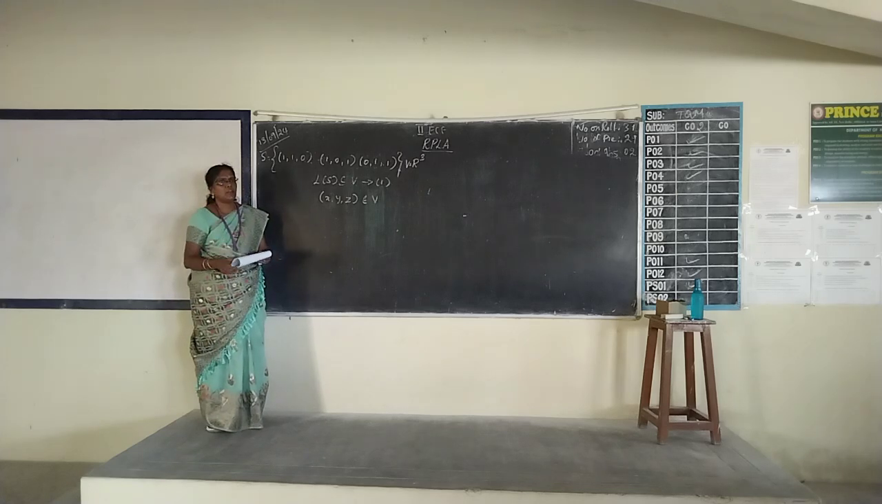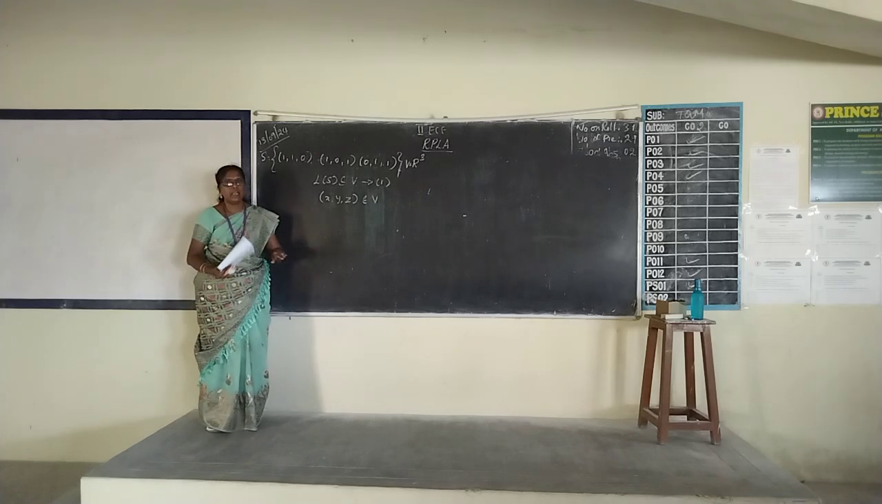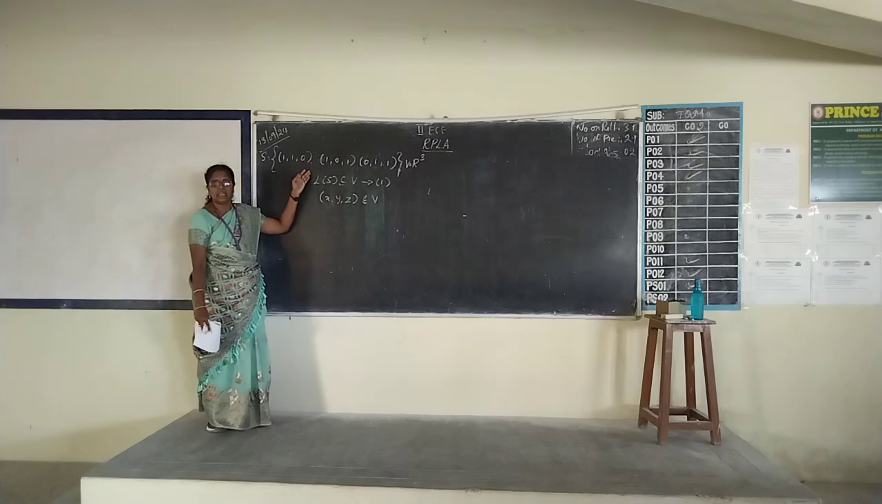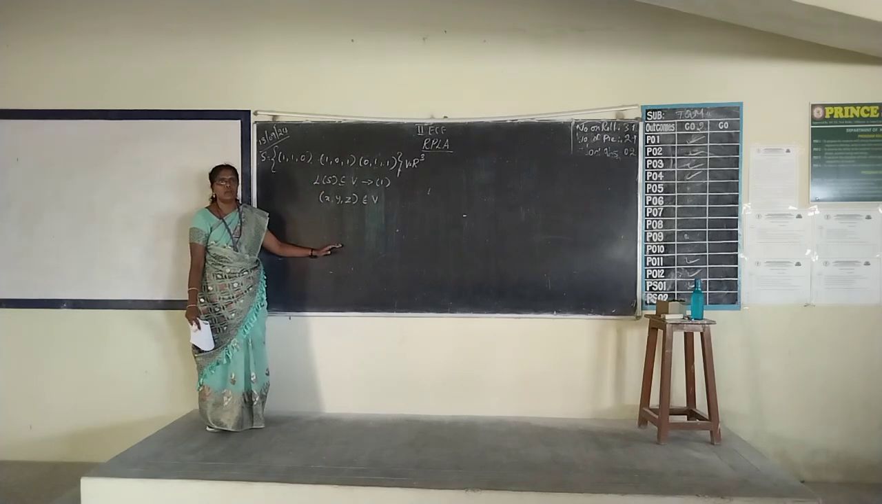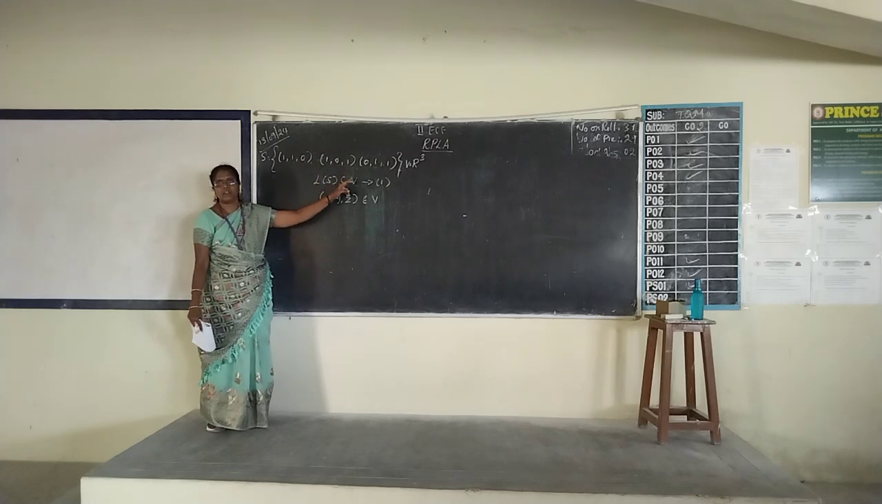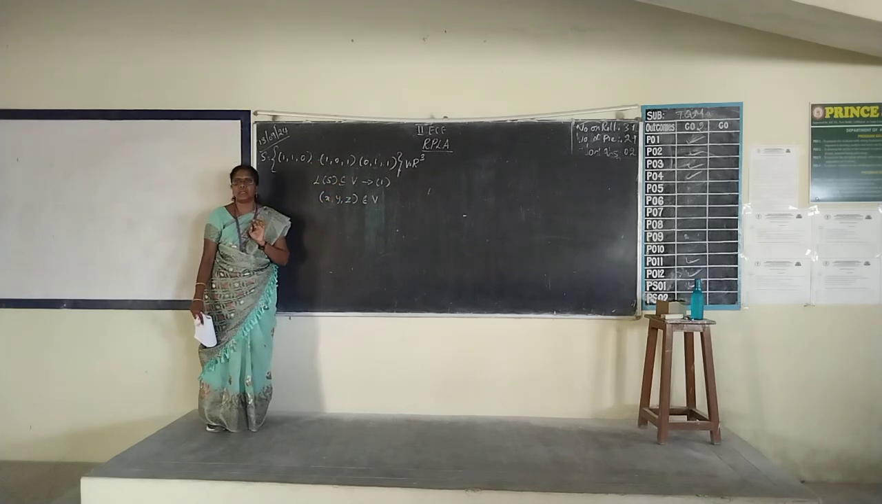So what is the next step we have to do? We have to check whether this can be written as a linear combination of the elements in S. So how will you write the linear combination? Alpha 1 in the first one plus alpha 2 in the second one plus alpha 3 into the third one.